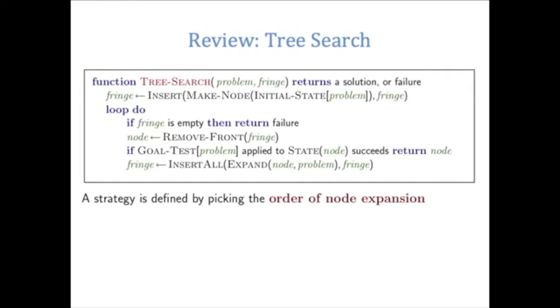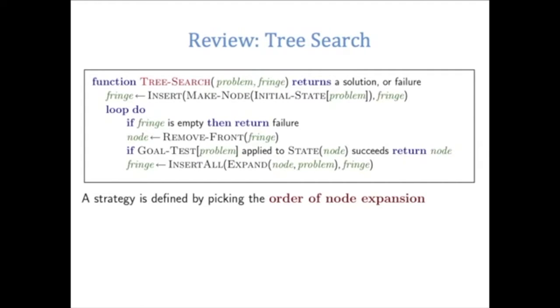So in general, tree searches of this uninformed kind, basically they take a problem that is a way of creating new states and the fringe and return a solution or a failure. Every time, we put the initial state into the fringe to start. If the fringe is empty, that means we've looked at all the states and we return a failure. Otherwise, we remove the first node of the fringe and we check to see if that's the goal state. If it is, we succeed. Otherwise, we expand that state and put all those nodes into the fringe.